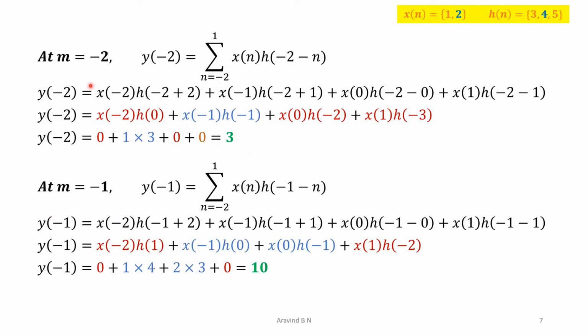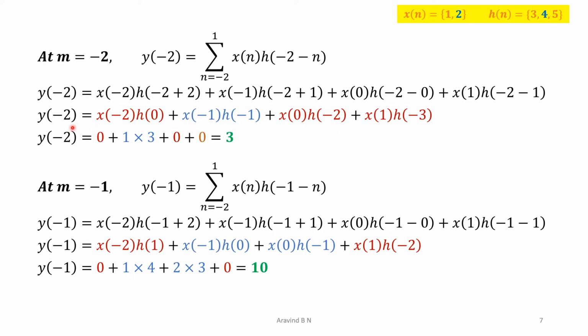Now let us calculate at each value. So the very first value is at m is equal to minus 2. So this will become y of minus 2 is equal to summation minus 2 to 1 x of n h of minus 2 minus n. Now expand this summation, we are going to get this representation. Now resolving the values within this bracket with respect to h, we are going to get this representation.